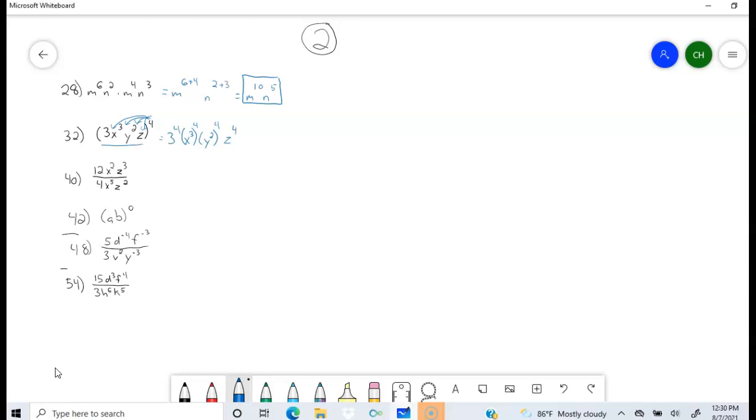Now we need to clean that up a little bit. 3 to the 4th is 3 times 3 times 3 times 3, which is 81. And then x to the 3rd to the 4th, you multiply those exponents. 3 times 4 is 12. X to the 12th. Y squared to the 4th, you multiply. Y to the 8th. Z to the 4th. Alright, again, just pretty straightforward logical explanation whenever we write it out neatly.